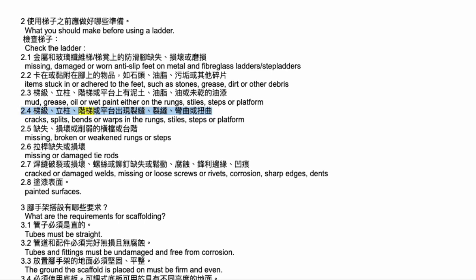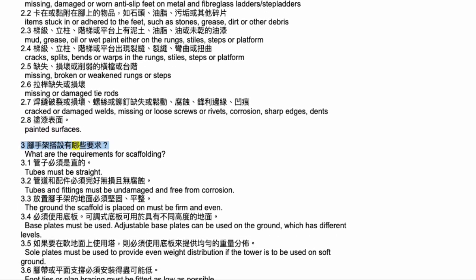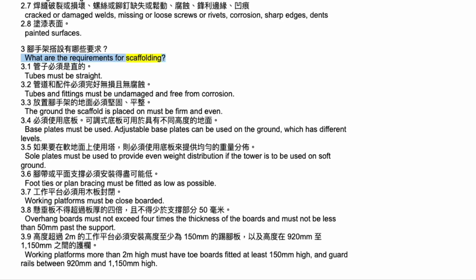2.4 Cracks, splits, bends or warps in the rungs, stiles, steps or platform. 2.5 Missing, broken or weakened rungs or steps. 2.6 Missing or damaged tie rods. 2.7 Cracked or damaged welds, missing or loose screws or rivets, corrosion, sharp edges, dents. 2.8 Painted surfaces. 3. What are the requirements for scaffolding?